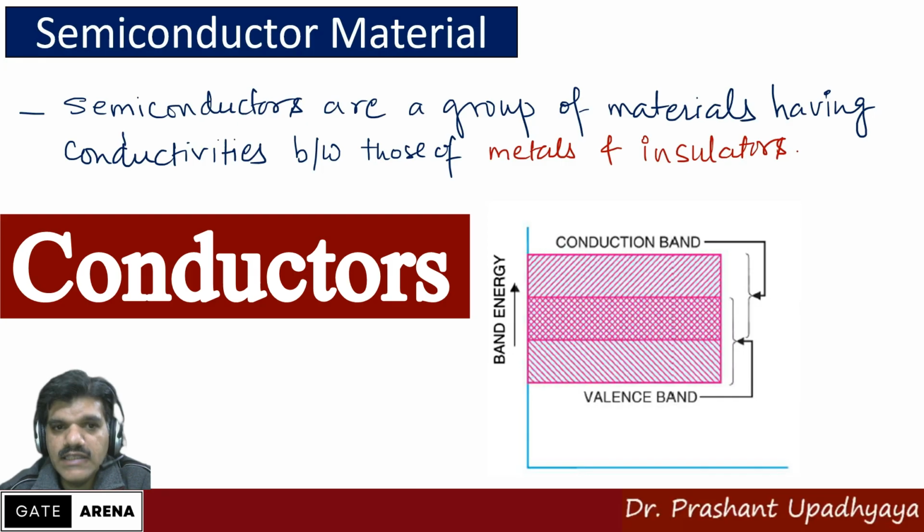In terms of the energy band diagram, you can see the valence band and the conduction band both overlap with each other. So even if a small amount of potential is given to it, the electrons from the valence band will move to the conduction band. Therefore, we say it has high conductivity. Therefore, conductors are known as the materials which provide high conductivity.